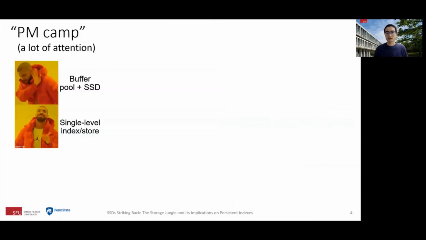This has led to a lot of exciting development recently in our community for building essentially single-level stores instead of using a buffer pool and SSD. The main idea is that we build index structures, for example, B+-trees and hash tables, that directly persist data and operate on top of persistent memory instead of going through a buffer pool to exchange data between DRAM and the storage devices. This has received a lot of attention, and there are perhaps hundreds of papers already describing these ideas.